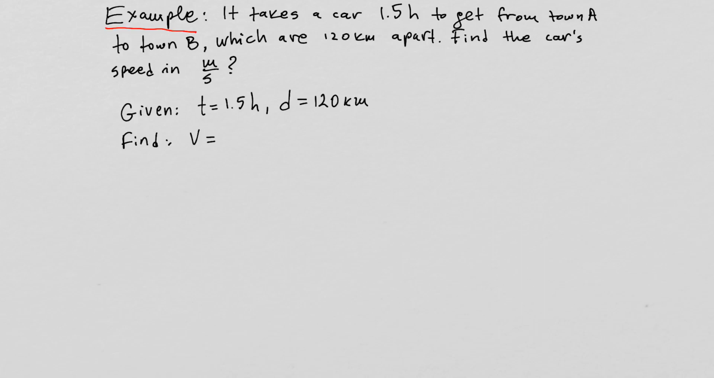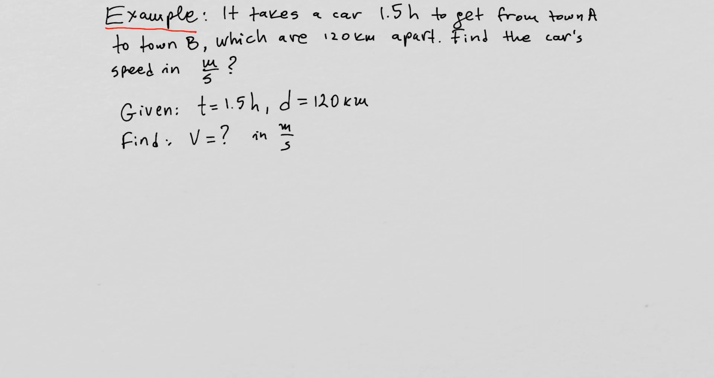v, in meters per second. So from the information provided, it's clear that the units of distance and time, when substituted in the formula, will not give us the units of meters per second, which means that we will have to do a conversion of units.